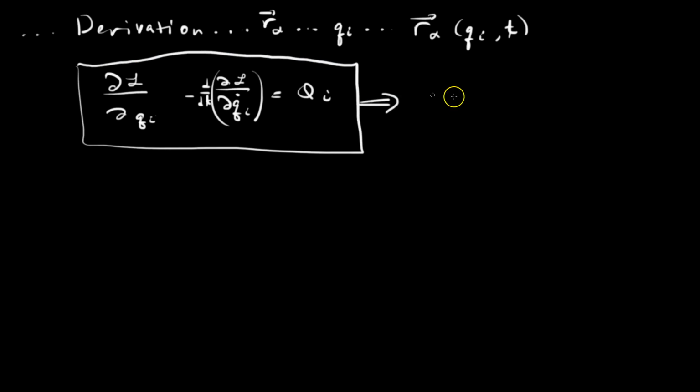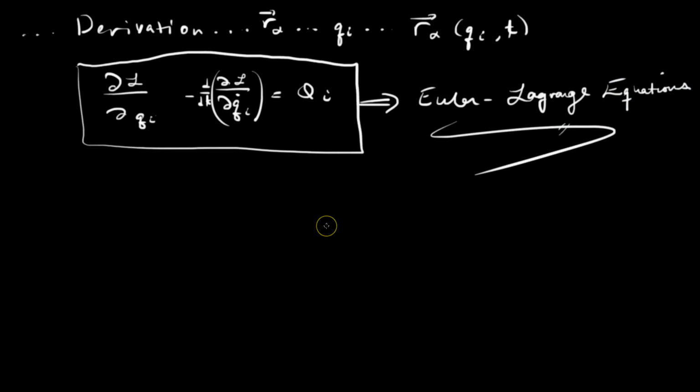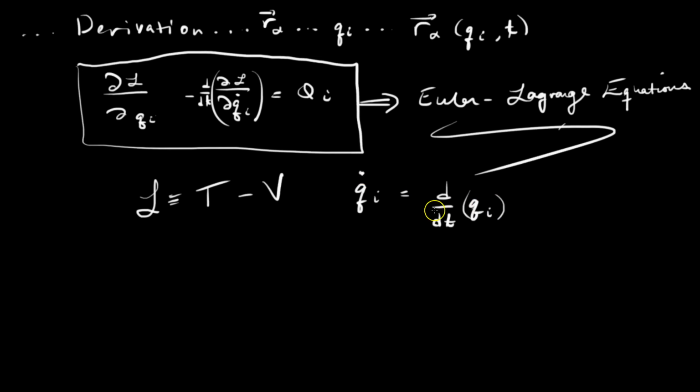Now, what is this called? This is called the Euler-Lagrange equations, after Euler and Lagrange. So, what's L? dL/dq. qi is just our generalized coordinates, our dynamical variables. L is the Lagrangian, defined as the kinetic energy minus the potential energy. You know derivatives, qi dot is just the derivative of the generalized coordinates. It's just Leibniz notation.